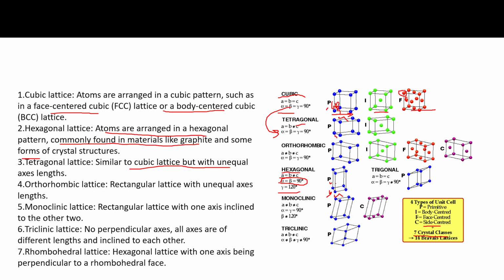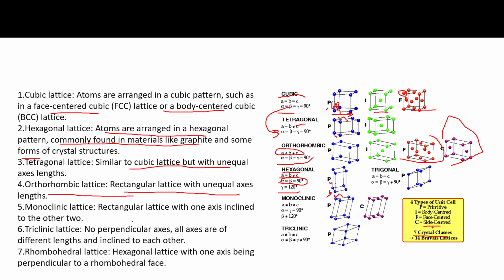Then next is the orthorhombic lattice. In the orthorhombic lattice, what will happen? A rectangular lattice with unequal axis lengths. So orthorhombic will be like this: A, B, C are all not equal, but the angles alpha, beta, gamma between them are 90 degrees. Orthorhombic has four types: primitive and body centered, face center is also present, and side center is also present.